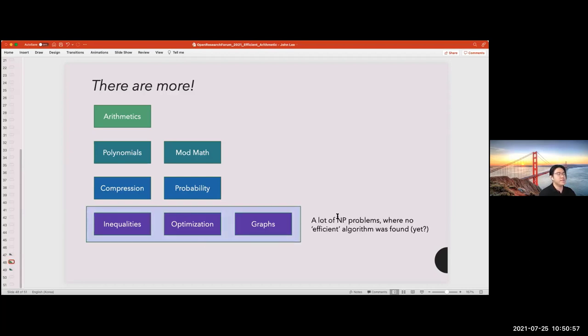Especially the ones right here are known to have a lot of NP problems, and NP problems, to explain it in a watered down sense, means that there are no efficient algorithms for these topics yet. There might be one, there might not be one. That question actually is the P equals NP problem. So if you're also interested in that, you might want to read further on that. And so the plot thickens. There is a need for faster algorithms for every mathematical thing out there, and researchers are still working on finding more efficient algorithms.